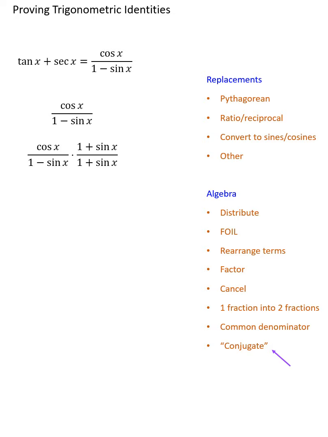Notice in the original expression I had a 1 minus sine x, that's 2 terms. If I switch that middle sign to plus, that's called the conjugate. So the two denominators you see at the bottom there, 1 minus sine x and 1 plus sine x, are conjugates of each other, or a conjugate pair, if you will.